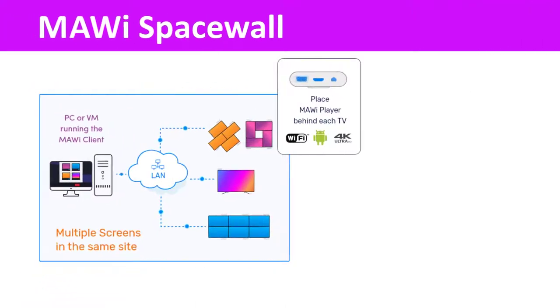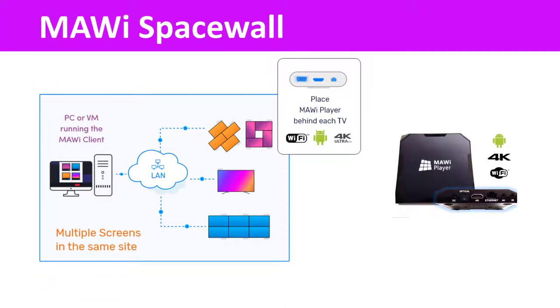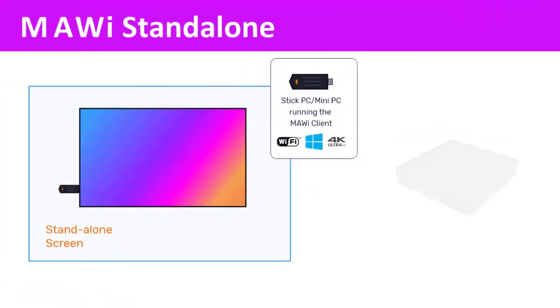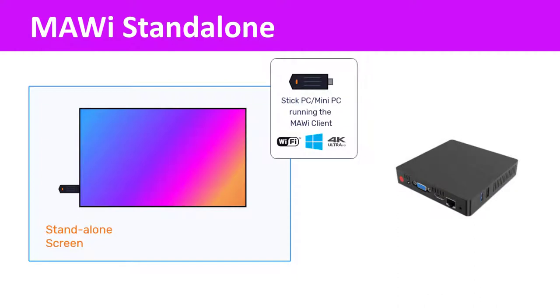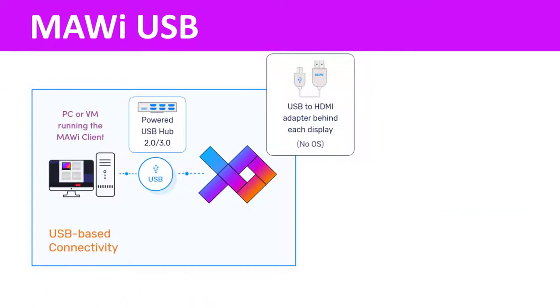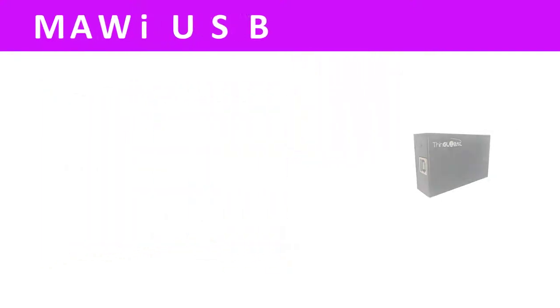MAWi Spacewall, that turns any Android device into a powerful AV over IP gear for digital signage and video wall setups. MAWi Standalone allows you to connect a Windows-based PC to the MAWi platform, in case you have only a small number of TVs per site. And MAWi USB, that uses USB to HDMI converter units, that allow you to easily set up standard or creative video walls for a very low price.